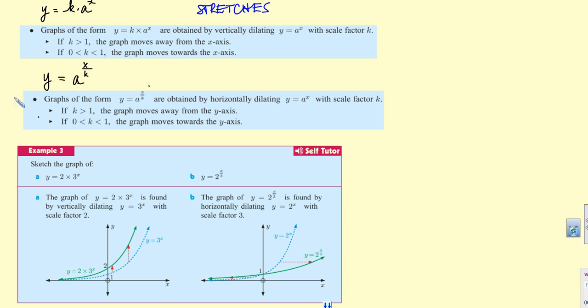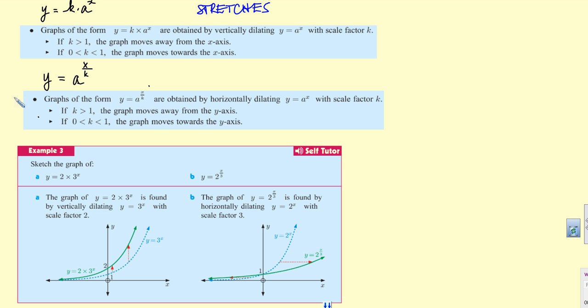If the value of k is between 0 and 1, then the graph is going to move towards the x-axis. So that would be an example of a vertical stretch.